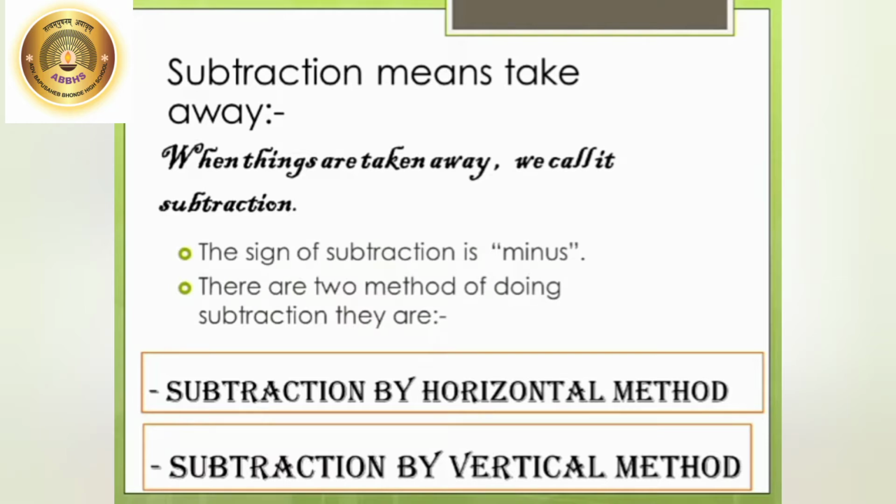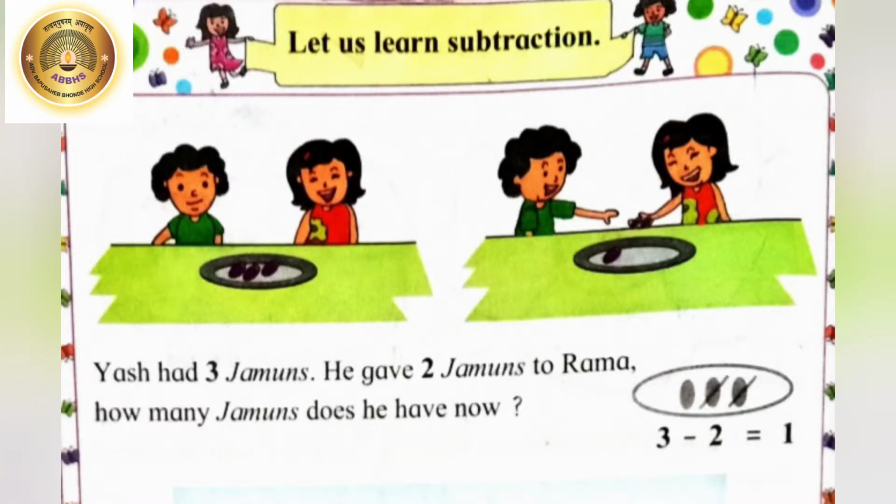All of you take out page number 32 of your textbook. Now look at page number 32. Let us learn subtraction. We will learn through story. Look at the first picture. Yash had 3 jamuns. He gave 2 jamuns to Rama. How many jamuns does he have now?